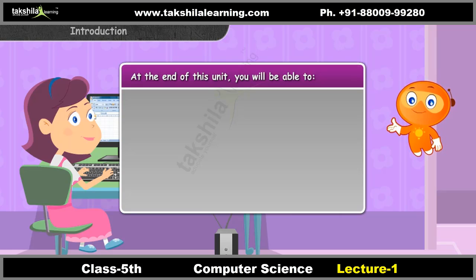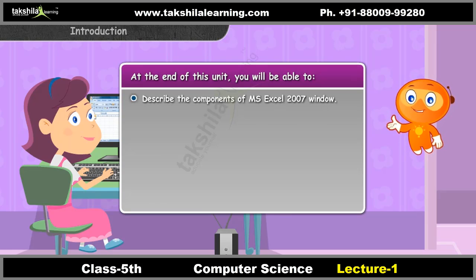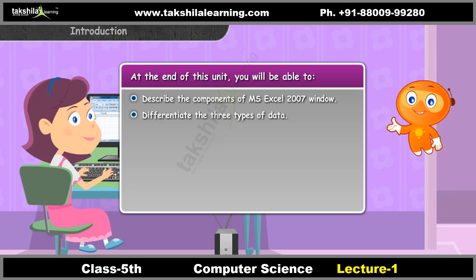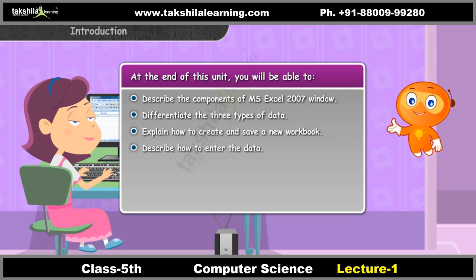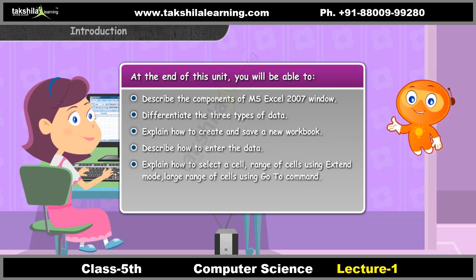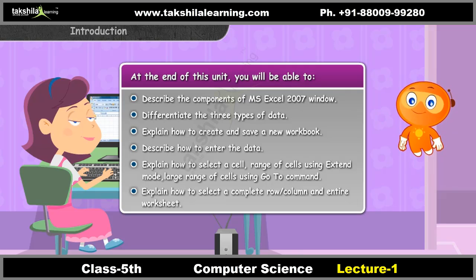At the end of the unit, you will be able to describe the components of MS Excel 2007 window. Differentiate the three types of data. Explain how to create and save a new workbook. Describe how to enter the data. Explain how to select a cell, a range of cells using extend mode, a large range of cells using Goto Command. Explain how to select a complete row, column, and entire worksheet.